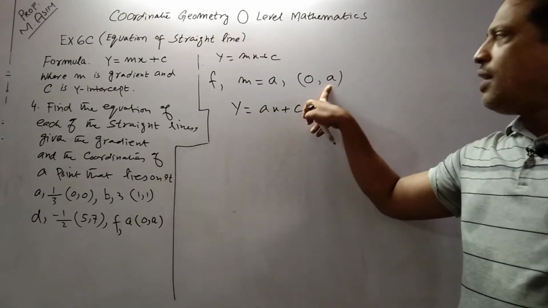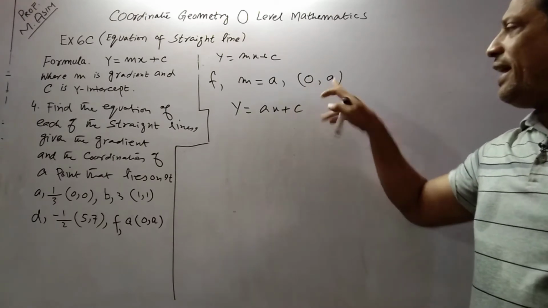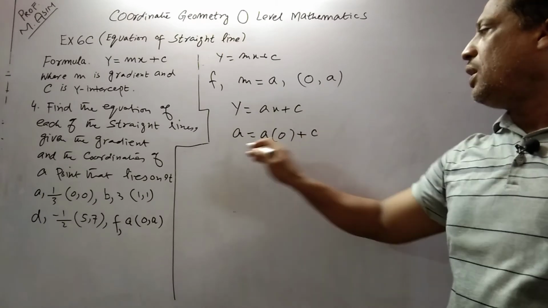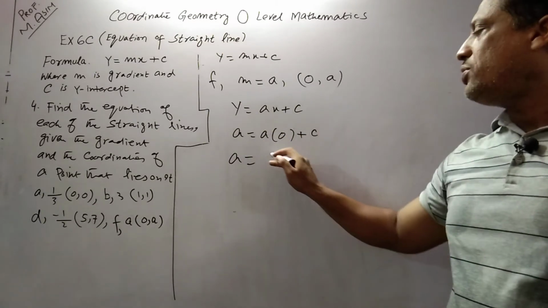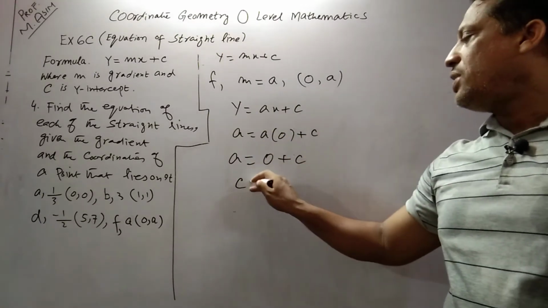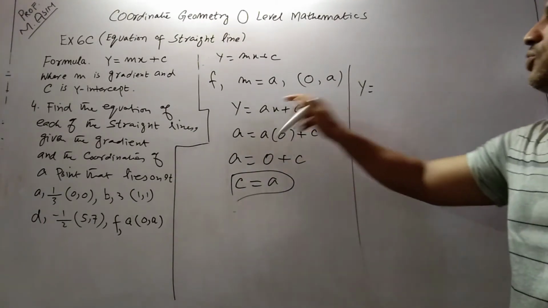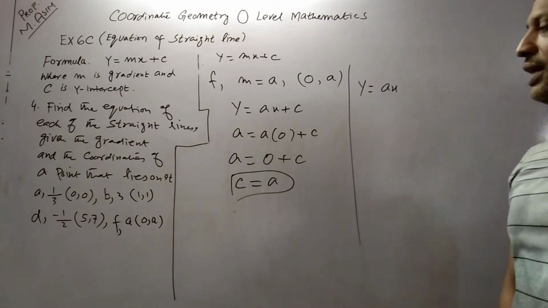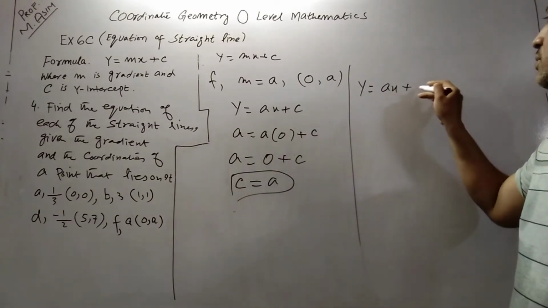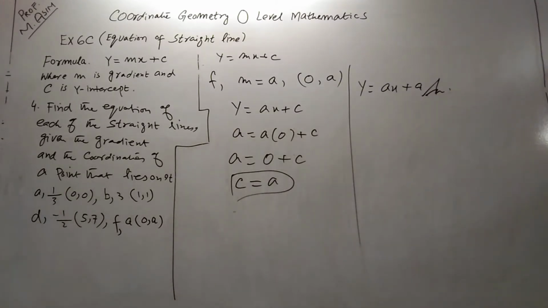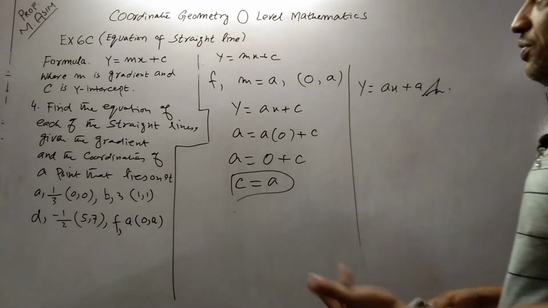Satisfy this point. Put 0 in x and a in y. So a is equal to a into 0 plus c. a is equal to a into 0, which is 0, plus c. And c is equal to a. And finally y is equal to ax plus c. What is the value of c? a. This is our answer. I hope you understand. I left 2 parts for you and you can do both parts easily. See next question.